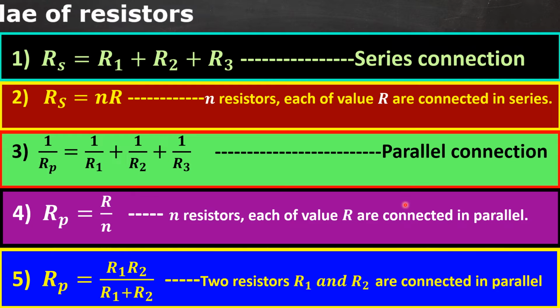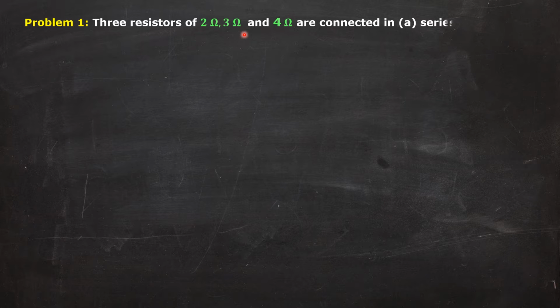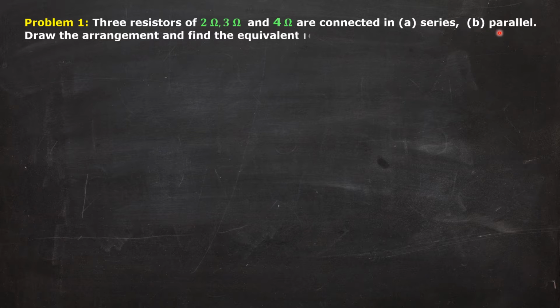Now let us go for some problems. Here is problem number 1. Three resistors of 2 ohms, 3 ohms and 4 ohms are connected in A, series, B, parallel. Draw the arrangement and find the equivalent resistance in each case. So three resistors have been connected, once in a series manner and next in parallel manner. So what will be the equivalent resistances in each case?